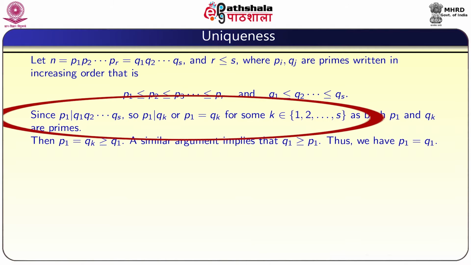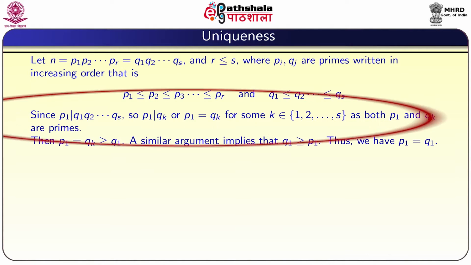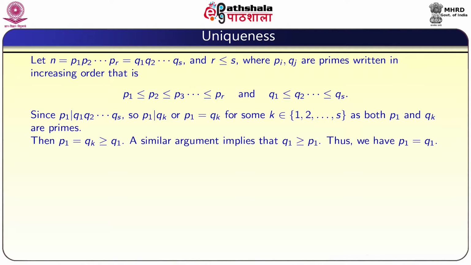Since P1 divides P1 into P2 and so on Pr, so P1 divides Q1, Q2 and so on Qs. So, from the property of primes, that is if P divides AB, we know that P divides A or P divides B. So, we can easily check that P1 has to divide one of these Q1, Q2 and so on Qs. So, let us assume that P1 divides Qk. Since P1, P2 and so on Pr are primes, and Q1, Q2 and so on Qs are primes, P1 has to be equal to Qk for some k from 1 to s.